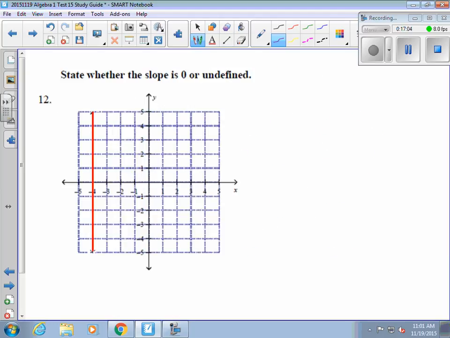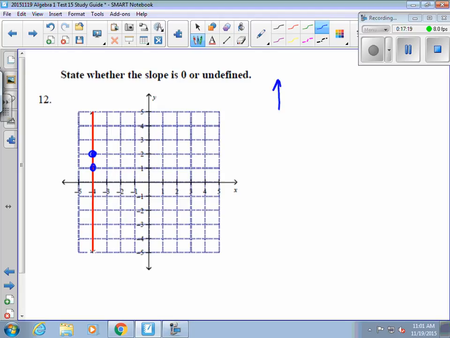State whether this slope is 0 or undefined. You could either memorize that vertical lines have no slope and horizontal lines are 0. This is a vertical line. Or you can compare 2 points. You can compare this point and this point.